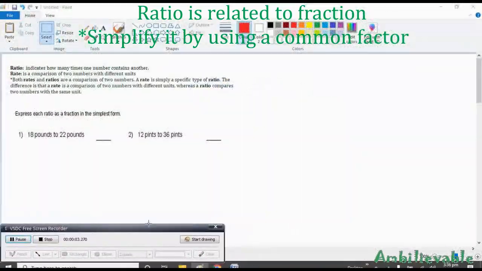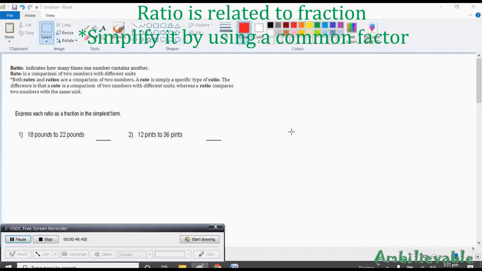Hello student, grade 6, good afternoon. Our topic for today is all about ratio and rates. But first, we will discuss what a ratio is. Ratio indicates how many times one number contains another, while rate is a comparison of two numbers with different units. Both rates and ratios are a comparison of two numbers. A rate is simply a specific type of ratio. The difference is that a rate is a comparison of two numbers with different units, whereas a ratio compares two numbers with the same unit.